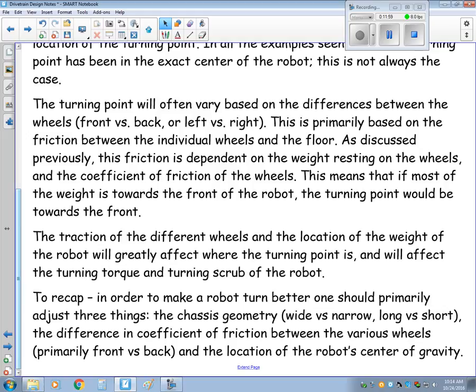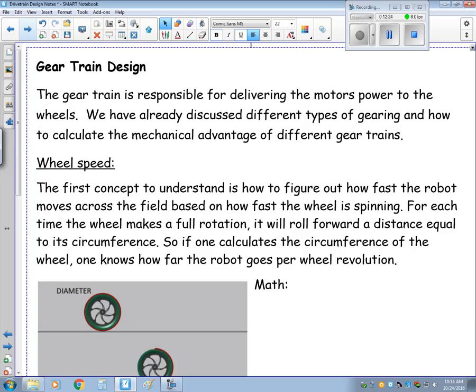Now, in order to make the robot turn better, you should primarily adjust three things: the chassis geometry, so wide versus narrow, long versus short, the difference in the coefficient of friction between the wheels, and then the location of the robot's center of gravity. So center of gravity is kind of like where all the weight is located. Okay, one more topic I want to cover real quick in this video. Gear train design. So the gear train is responsible for delivering the motor's power to the wheels. And we should have already discussed some different types of gearing and how to calculate the mechanical advantage of that.